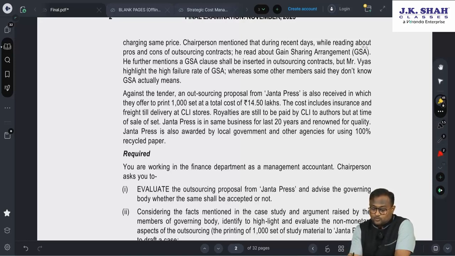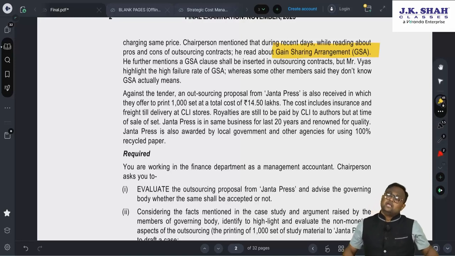Chairperson mentioned that during recent days, while reading about the pros and cons of outsourcing contracts, he read about the gain sharing agreement. In a gain sharing agreement, two parties enter into an agreement without any concrete terms being decided. And if the vendor is capable of saving some cost or fulfilling his duties, whereby the company is getting some benefit, some proportion of that benefit is passed on to the person.